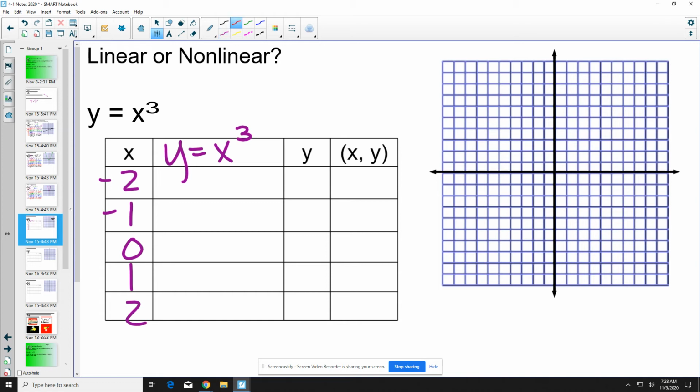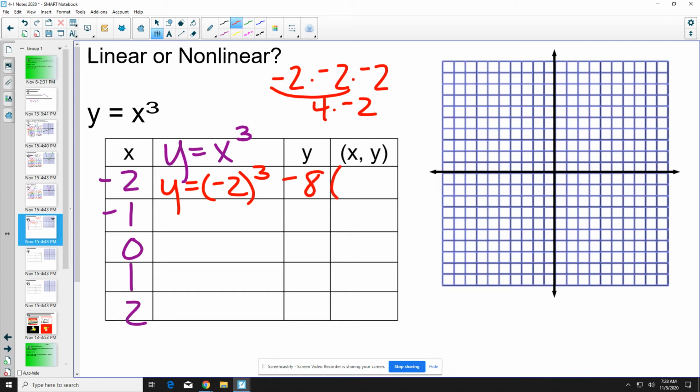All right, this time what we're going to do is take x to the third. So do this with me. Y equals, I'm going to put -2 in for x and take -2 to the third. That means -2 times -2 times -2. Well, -2 times -2 is 4. 4 times -2 is -8, right? So my x value is -2, my y value is -8. My first point is -2, -8.